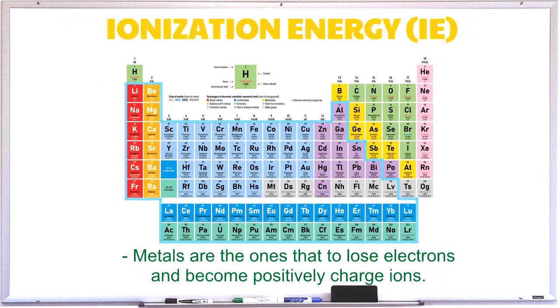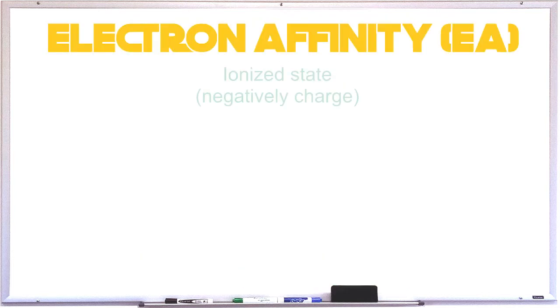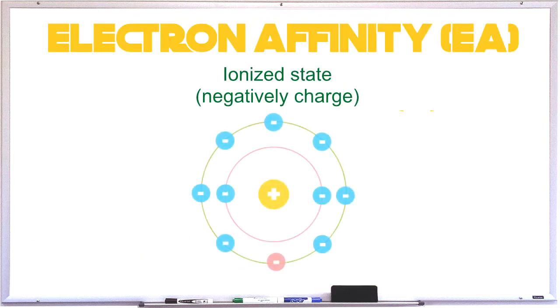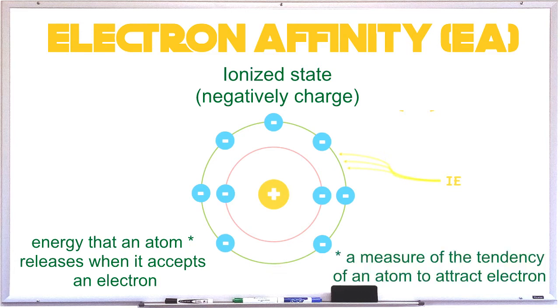Generally, metals are the ones that tend to lose electrons and become positively charged ions. They are called cations. Atoms that lose electrons in their outermost shell carry a positive charge because by losing electrons, the number of positively charged protons exceeds those of negatively charged electrons. Electron affinity is the energy that an atom releases when it accepts an electron. It is therefore a measure of the tendency of an atom to attract an electron.